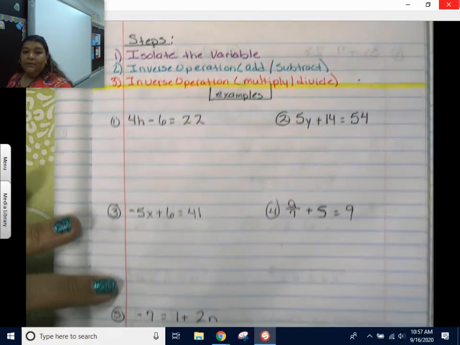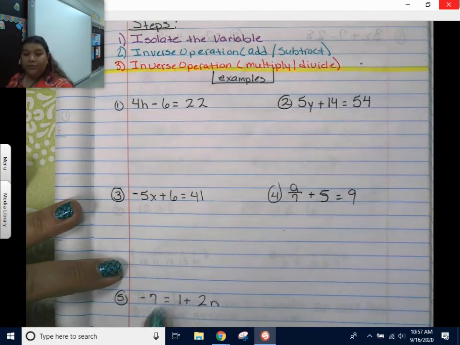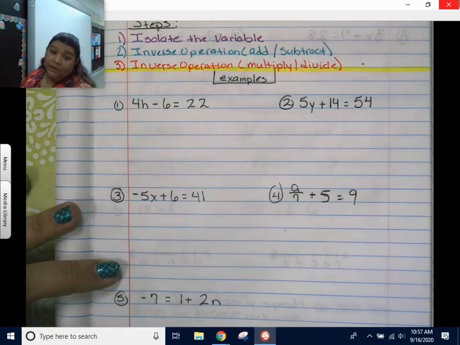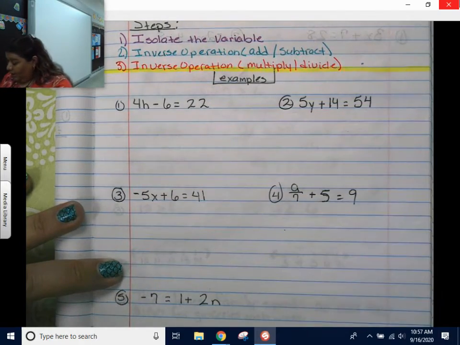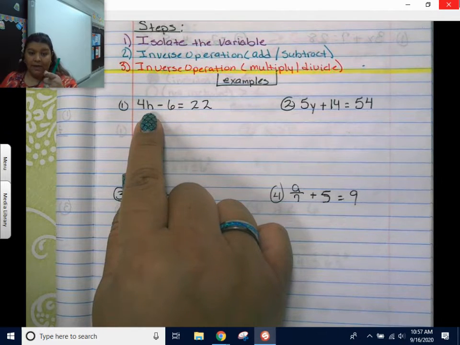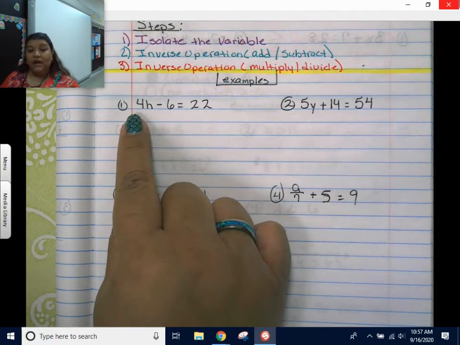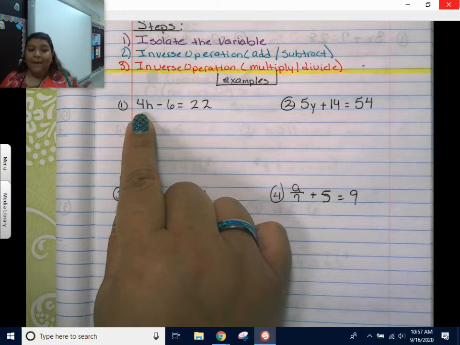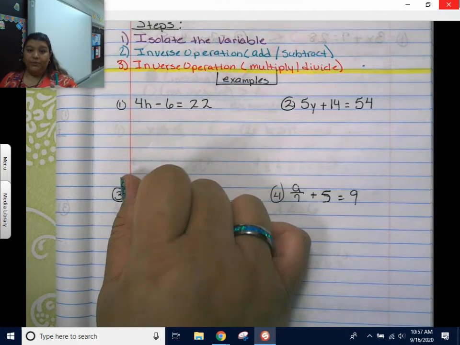I'm going to move this up a little bit, okay? I just have one more down here that you can write a little bit later, or you can press pause now. It's up to you. All right, we have 4h. Remember, that means to multiply. So this means 4 times some number out there minus 6 is going to give me 22, okay?